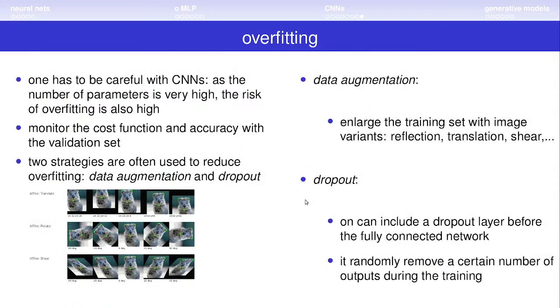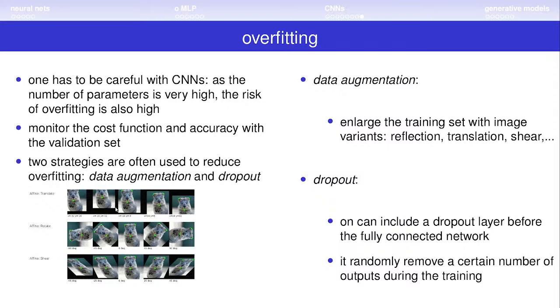Well, one problem with neural networks, since they have such a large number of parameters, is overfitting. I have shown you how to monitor the cost function to verify whether the net is overfitting or not. And in general, one can adopt some strategies to reduce or avoid overfitting. In the case of CNNs, two are more important. One is data augmentation, the other is dropout.